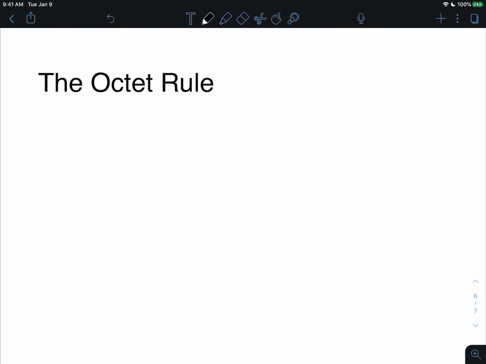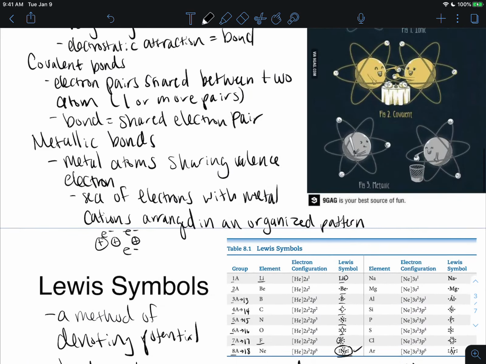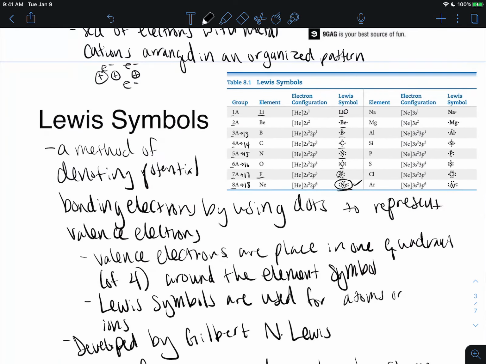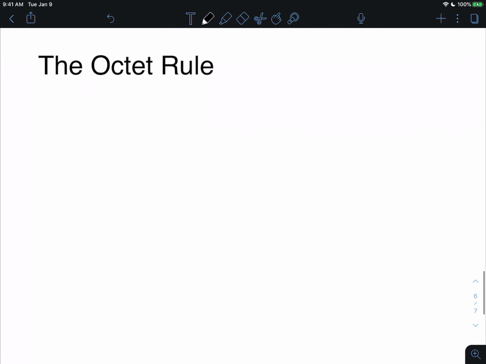What we're basically trying to do with each of these is get to a point where we have an octet. So when we looked here, something like we would see with neon, where we have 8 electrons around that atom. So every atom, for the most part, wants 8 electrons around it. The octet rule basically says that atoms are going to be the most stable when their outer shell is filled with valence electrons.